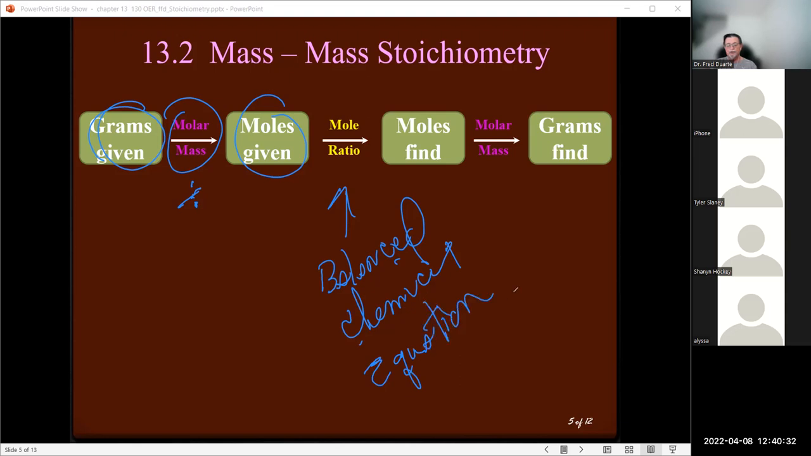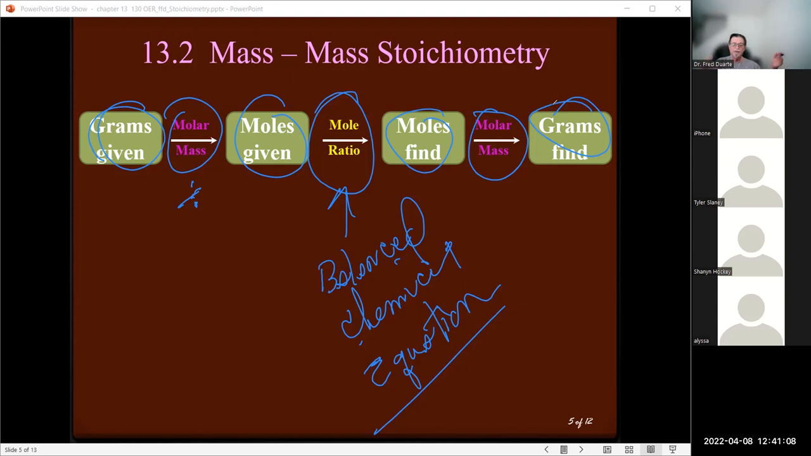Now, based on the balanced chemical equation and the stoichiometric relationship between whatever parties we are concerned about, we utilize the mole ratio to get us from moles of bananas to moles of oranges. And once we know what we're looking for in moles, knowing the molar mass of what we're looking for, then we can calculate the number of grams of what we're trying to find.